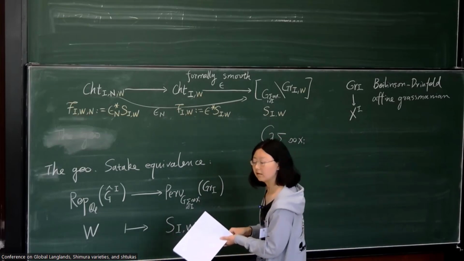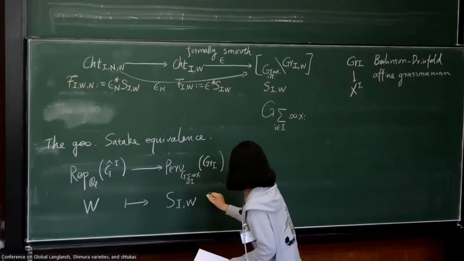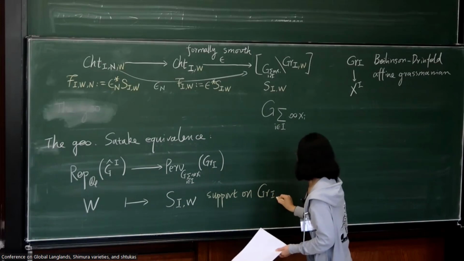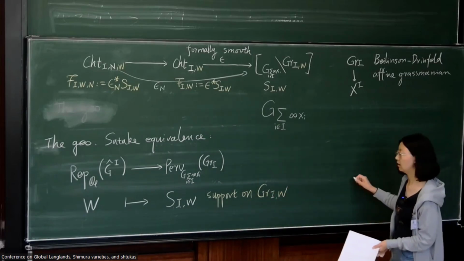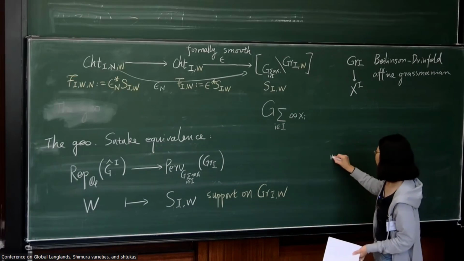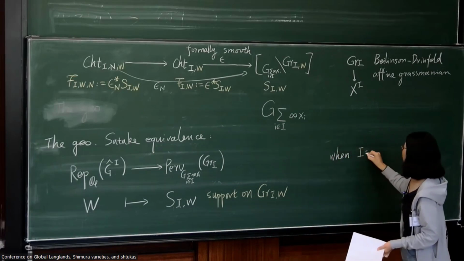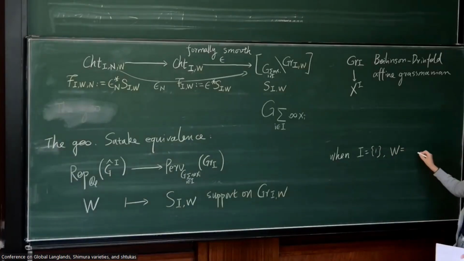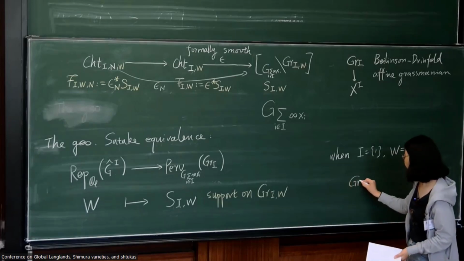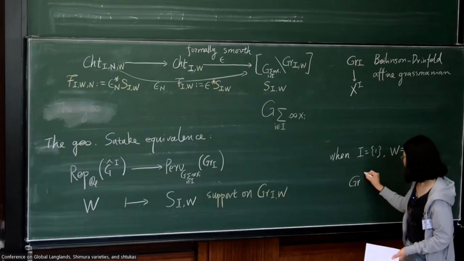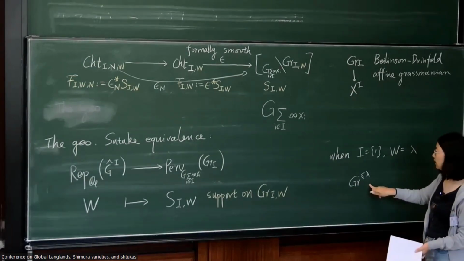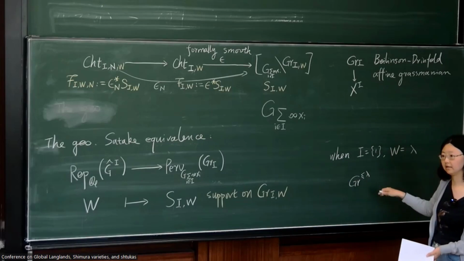Did you say what this support was? No. Okay, I will say what it is. When I is the singleton, and W is the representation associated to highest weight lambda, we have the affine Grassmannian with the weight lambda. Usually this notation denotes the Schubert closure of the Schubert cell. And this is just a global version of this kind of thing.